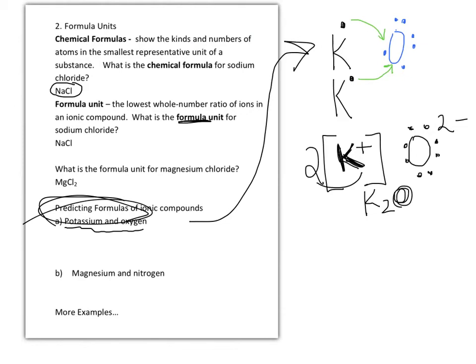And you always have the cations first and the anions second, and that's why I have potassium on the left and oxygen on the right. Let's do one more, magnesium and nitrogen.